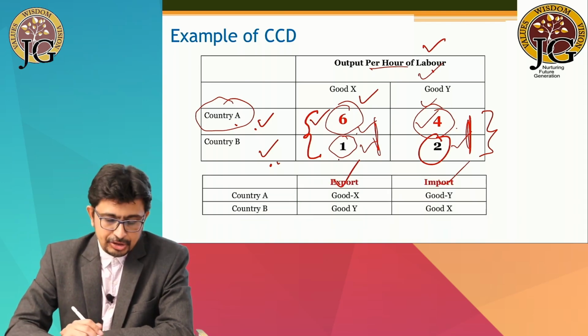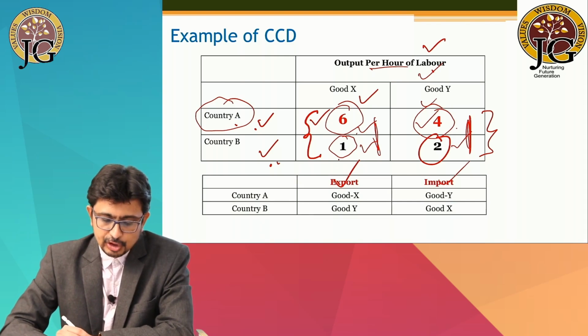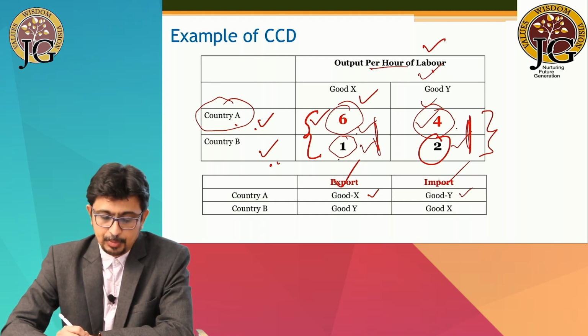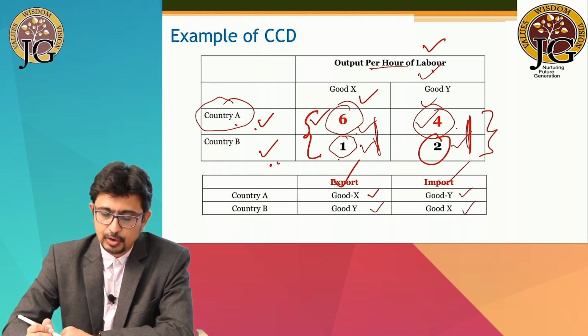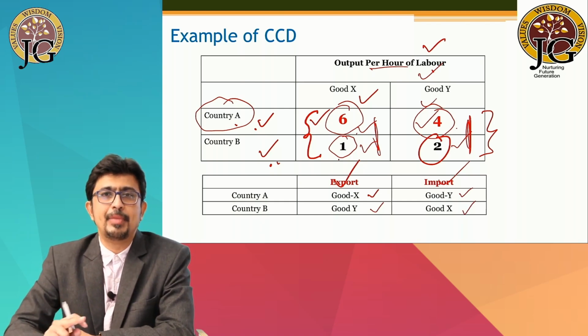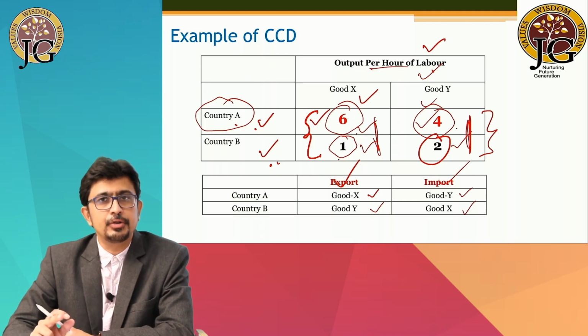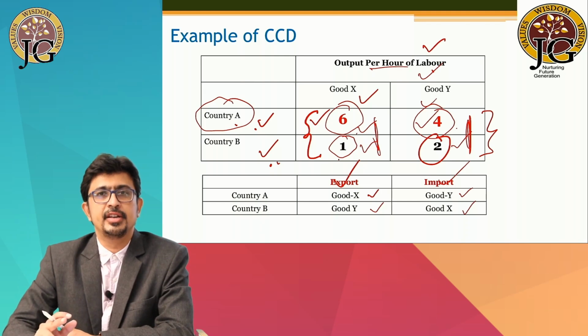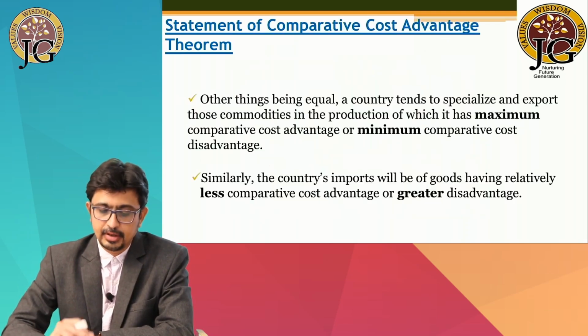So this is mentioned here. Country A should export good X and it should import good Y. And country B should export good Y and it should import good X. Now, if the two countries trade in this manner, according to their comparative cost advantages, then both the countries will gain from international trade.